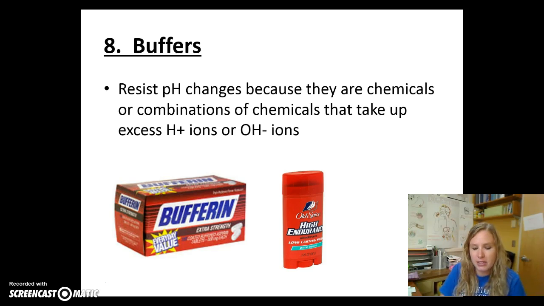And if it gets too high or if it gets too low, it either increases the production of certain chemicals or it takes up the production of certain chemicals. So that's really, really important.